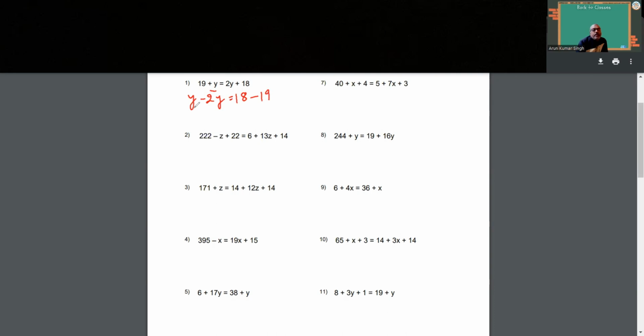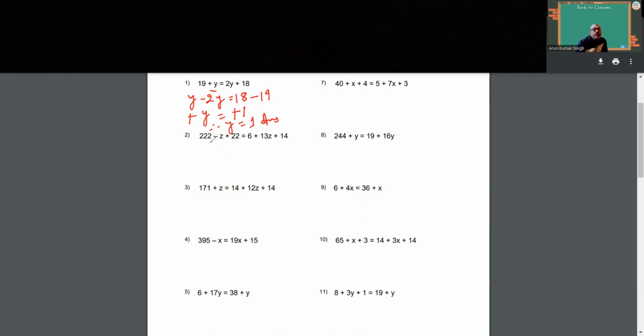So now you can say y minus 2y, 1y minus 2y, it will be minus y, and now this side 18 minus 19 is minus 1. Now this minus minus cancelled, hence y equal to 1. This is my answer. Let's see another sum.